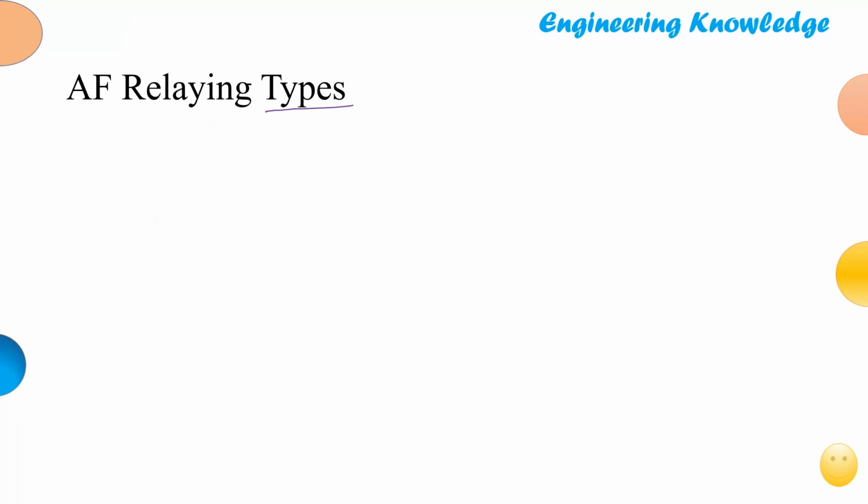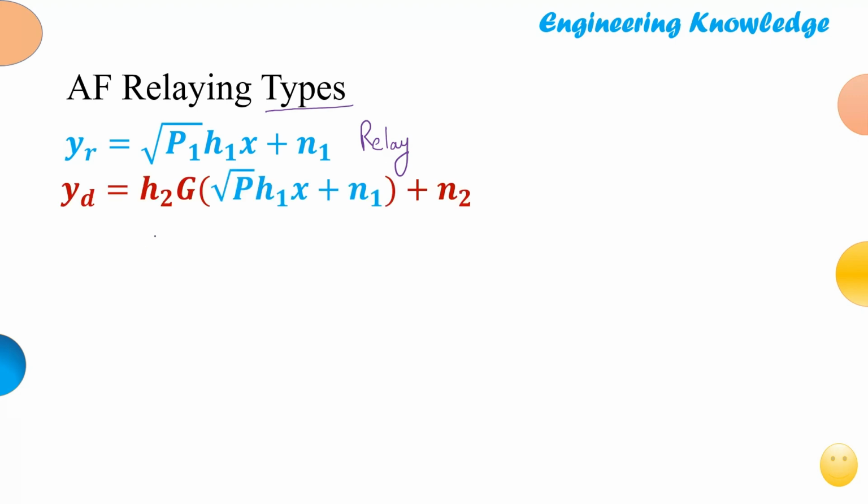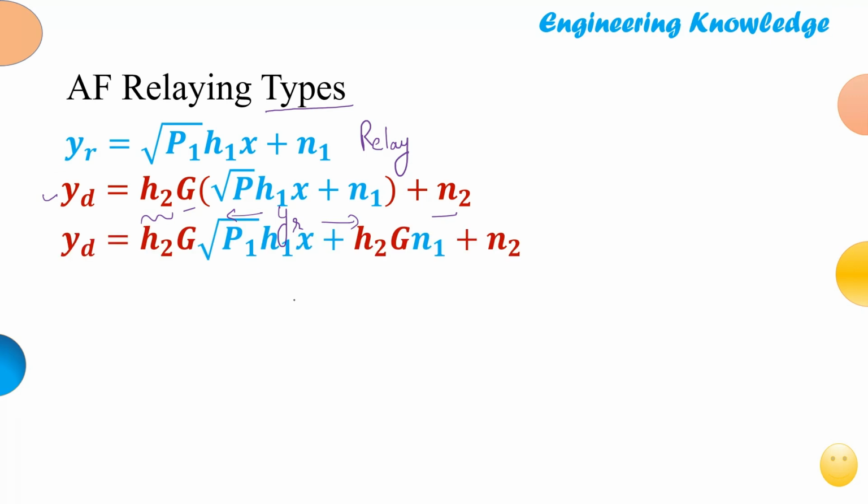So first of all, my received signal at the relay node was square root of P1 H1 X plus N1. And at the destination node, H2 is the fading coefficient, G is multiplied by YR, so this complete entity that I have written is YR, plus N2. So this is my YD. I can expand this to write H2 G square root of P1 H1 X, the first two components, and the second two components, H2 G N1 plus N2.